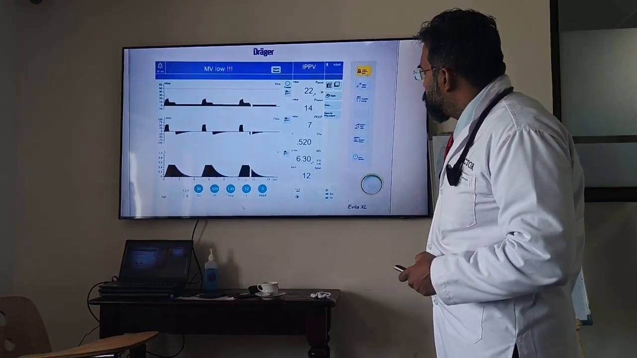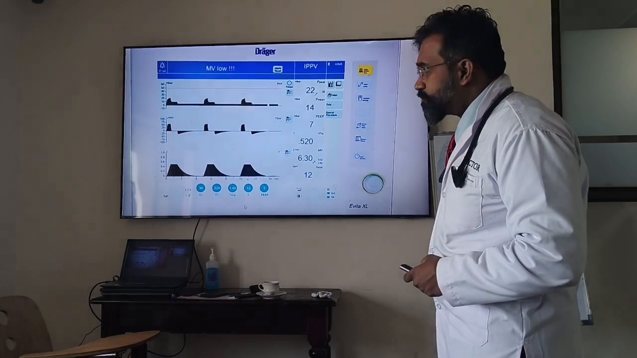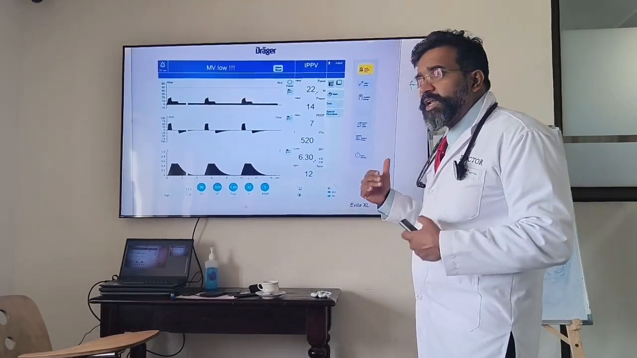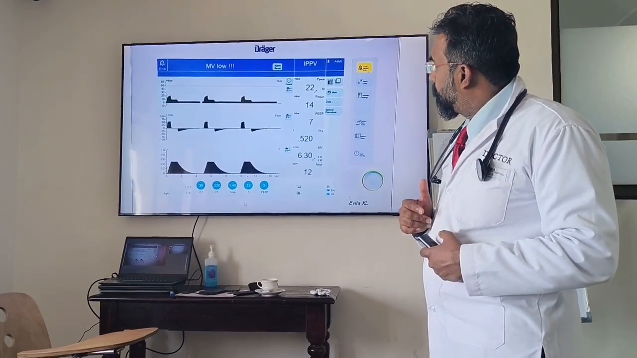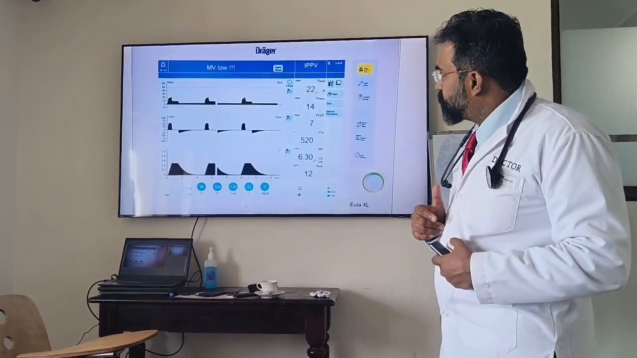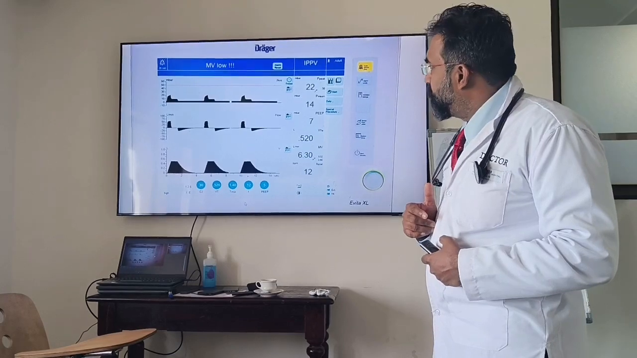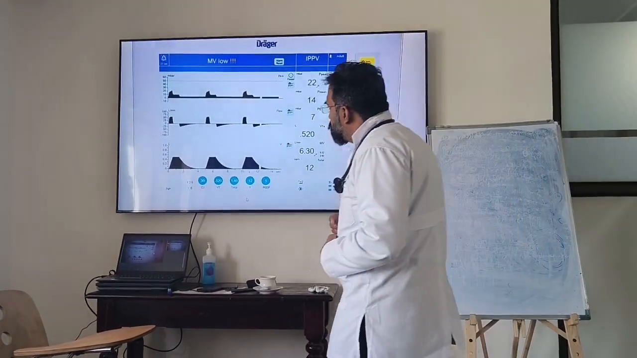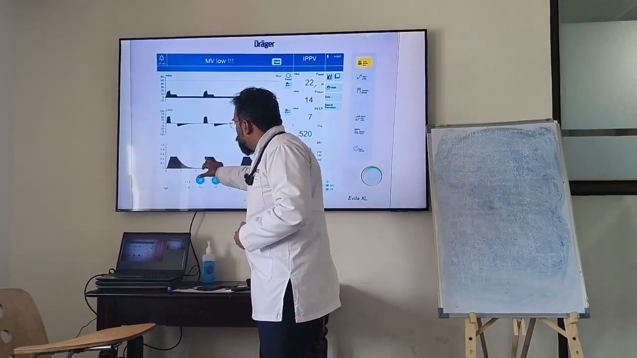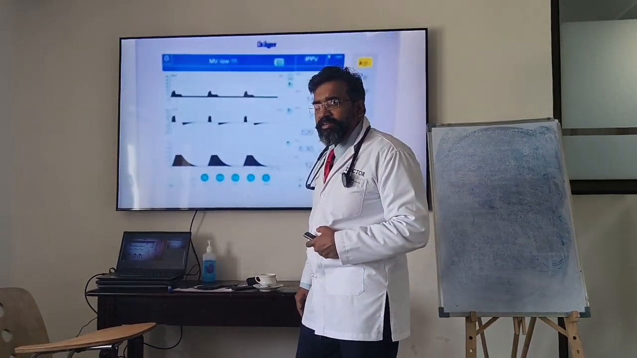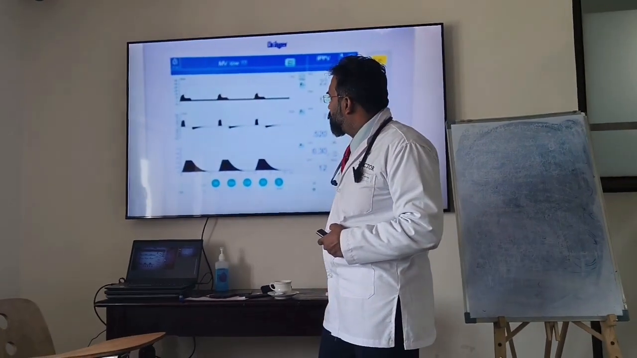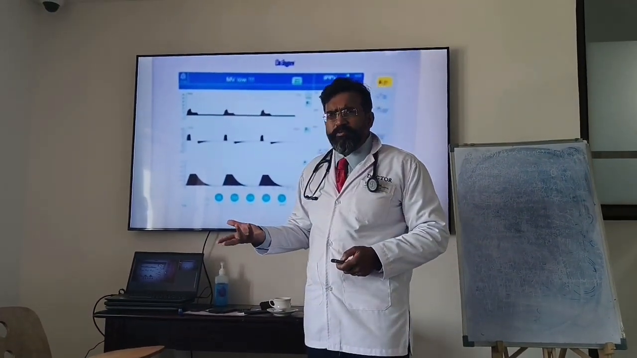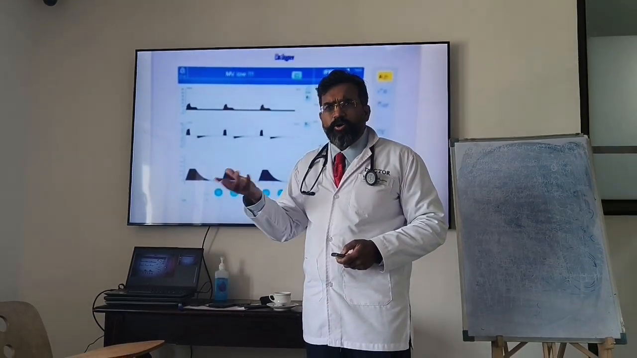Now this is how it looks. Can you tell me what is the trigger? It's machine trigger, that is time. Limit: volume. Why is it volume? It's constant. Cycling: time. Clear? Simple? So this is supposed to be a controlled mechanical, control mode of ventilation.